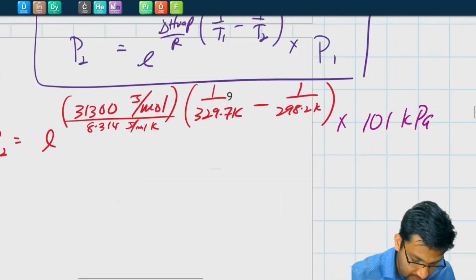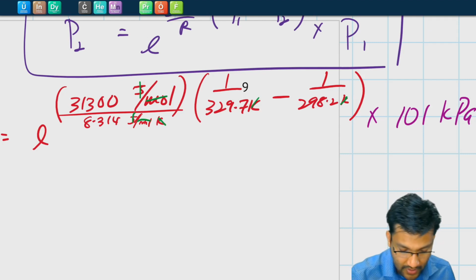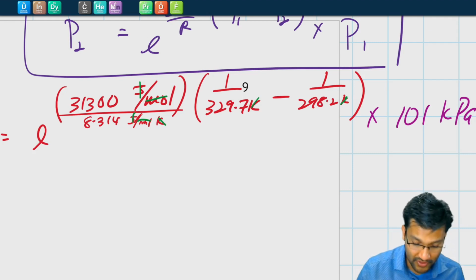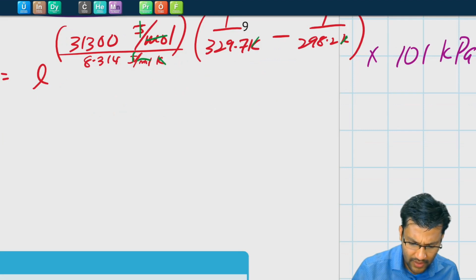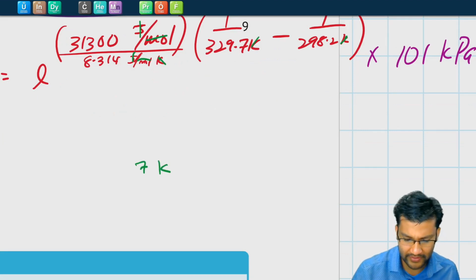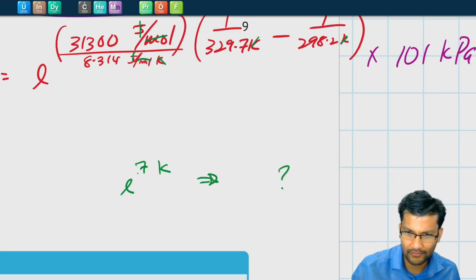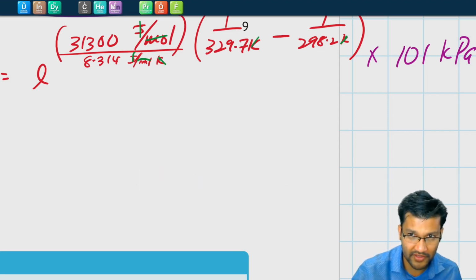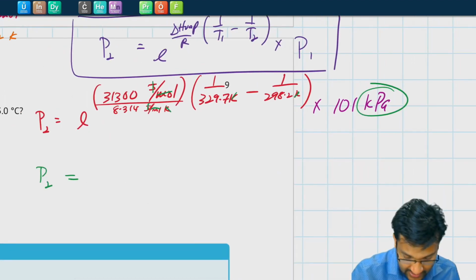Okay, unit cancellation time. Let's see: joules, joules, moles, moles, kelvin, kelvin, kelvin. Well, that was easy. And this also sort of makes sense. We're taking an exponential, so at least in this course, all the units in that exponential should cancel out. Because what if you had, let's say, 7 kelvins? If you take the exponential of 7 kelvins, what's the new unit that you get? We haven't touched that yet, and we won't in this course. So when you're taking logs or exponentials, all of the units should cancel out. And so the unit we're going to be left with is just kilopascals, which makes sense because this is pressure.